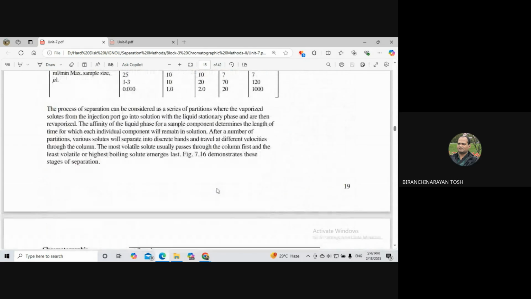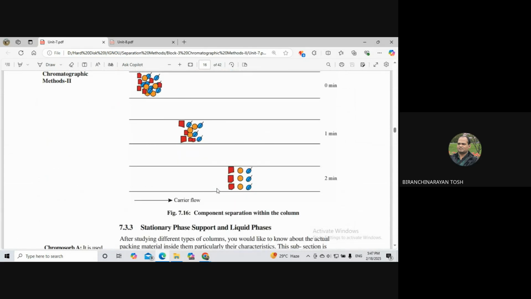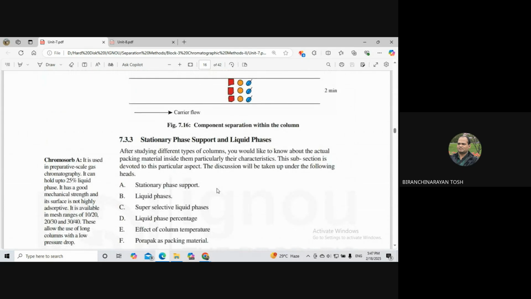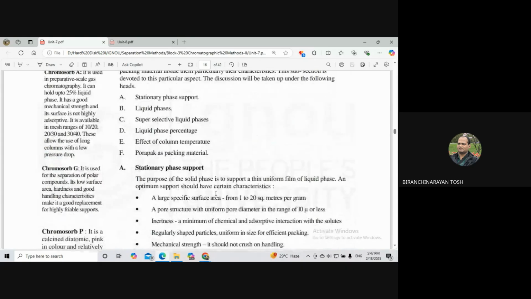So in all the columns, the components are separated. Then the stationary phase: support and liquid phases. So, stationary phase support.